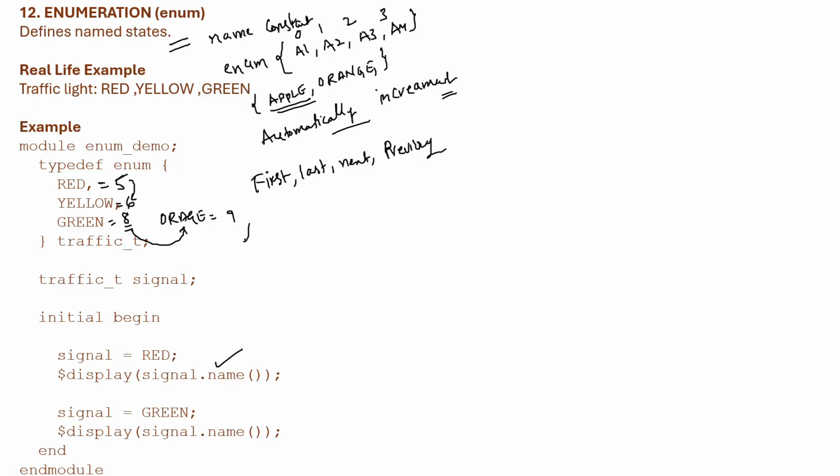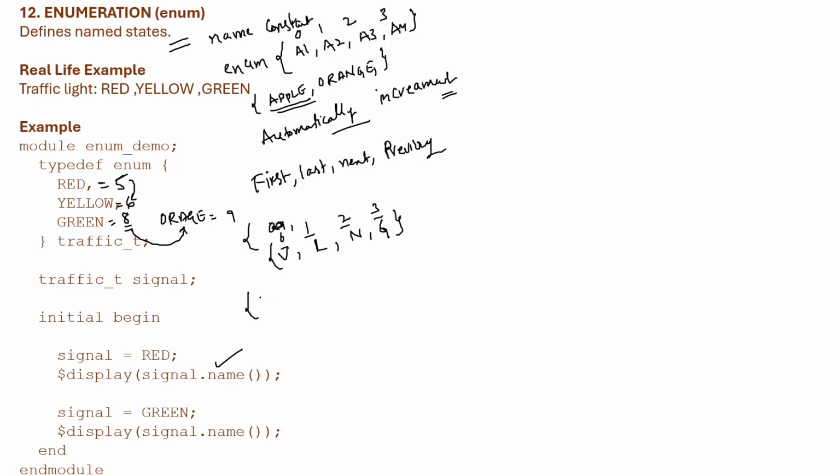Like suppose I'm taking V as my name, and L is another name, and N is another name, and G is another name. So V, L, N, and G are the different names I'm using. Here 0, 1, 2, 3. If you are not assigning any value, it will automatically take the index values. This is the 0th index, first index, second index, third index. In that way, it is taking that.